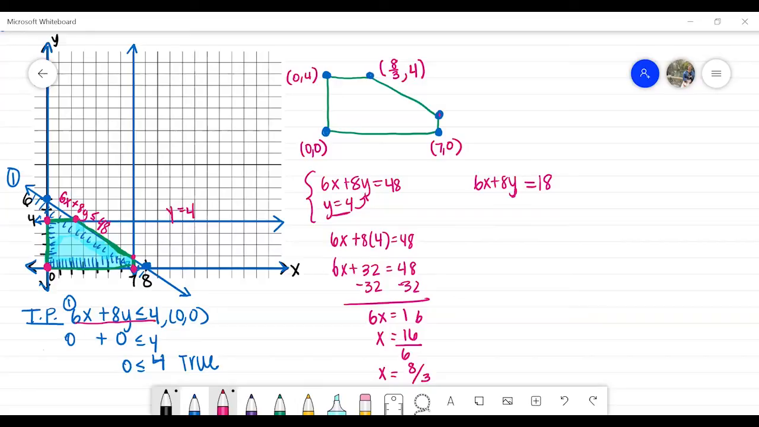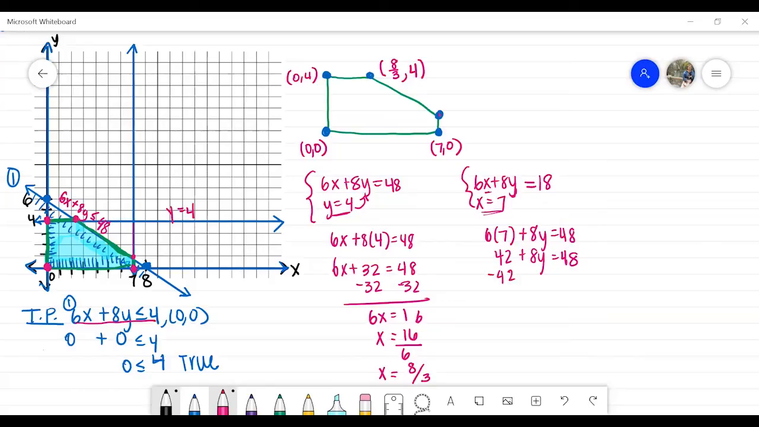And the bottom point, remember, we're looking at where it intersects this line. Well, that line is x equals 7, right? So again, just like last time, you have the x value. Plug it in for x. So 6 times 7 plus 8y is 48. 6 times 7 is 42, plus 8y is 48.